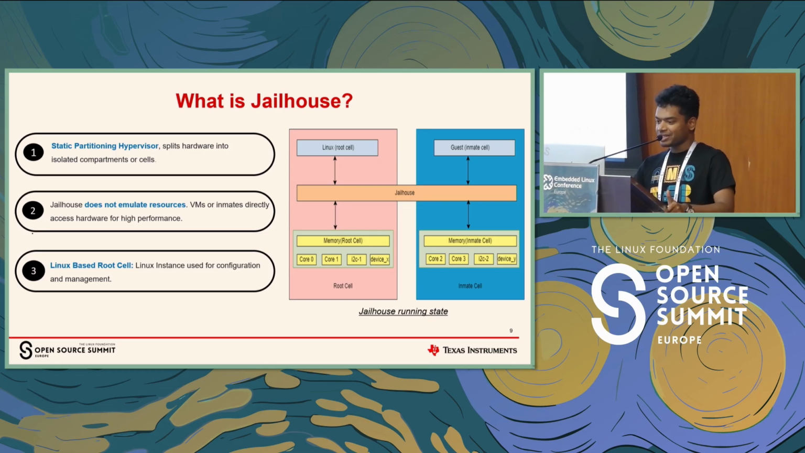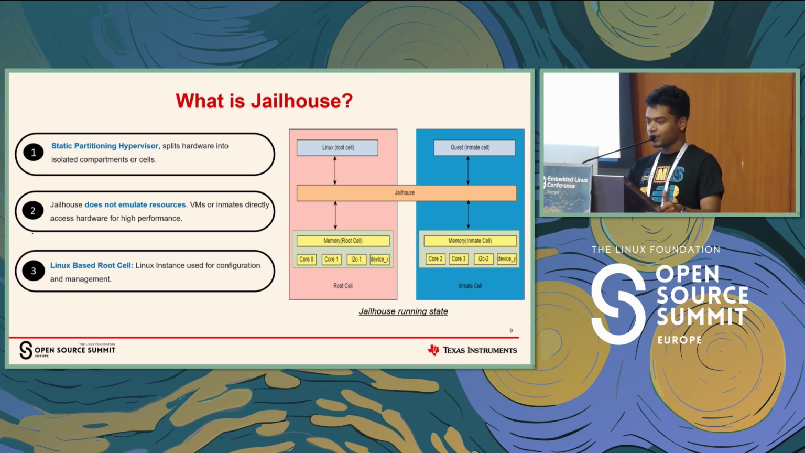So what is Jailhouse? It's a static partitioning hypervisor. It just splits your hardware into multiple partitions. It's different from other hypervisors: it does not emulate any resources. It's also based on Linux. Linux is the one initializing all the components, and then Jailhouse takes over the hardware. In this diagram, you can see Jailhouse has control of your memory and cores, and the Linux root cell is up.